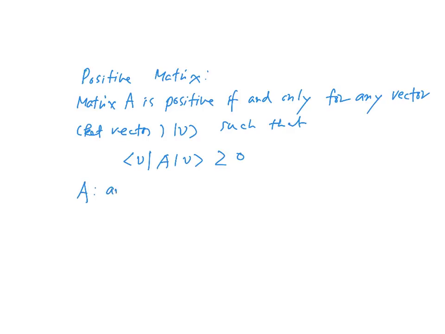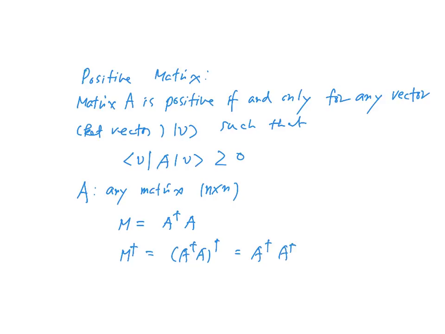And if A is any matrix which is n by n, an interesting thing is you can define M as A dagger A. Then the adjoint of M is (A dagger A) dagger, which is A dagger A dagger dagger, which is A dagger A, which is M. So even though A may not be a Hermitian matrix, the new matrix formed by multiplying A dagger A is a Hermitian matrix. Moreover, M is positive.